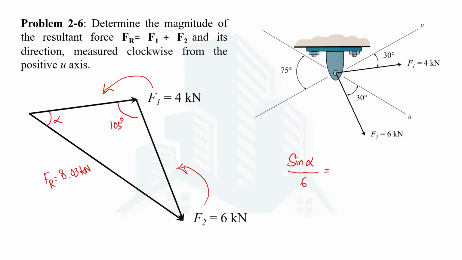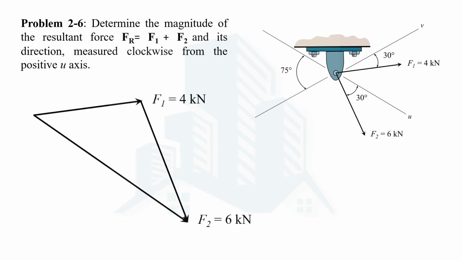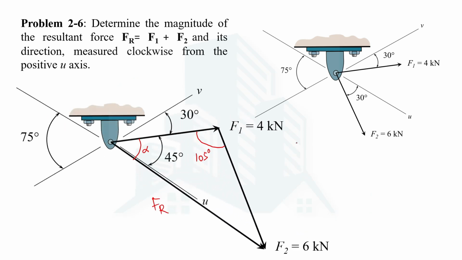Now we know this side, which is 105 degrees, the opposite side is the resultant force. The magnitude of that is also known, so simply apply that. Sine 105 degrees divided by the resultant, which is 8.03. So on doing calculations, we will get the value of alpha as 46.22 degrees. Now if we come back to the previous figure where this was the alpha, and now we have calculated the value of alpha, which is 46.22 degrees.